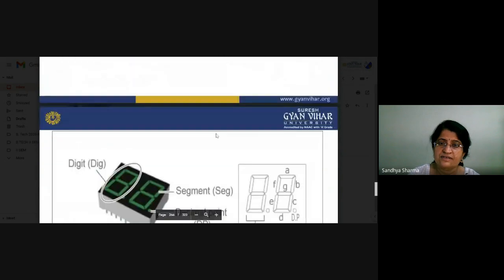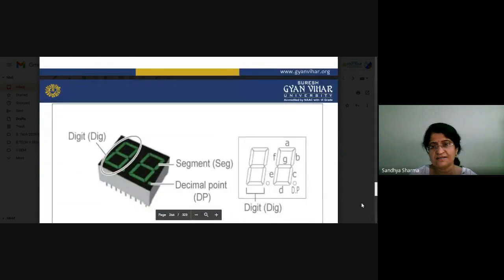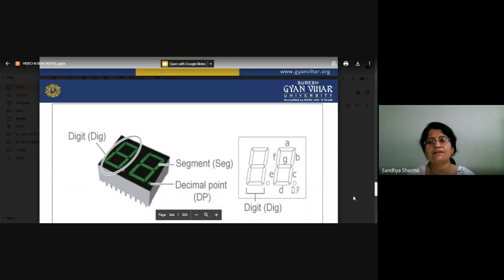So this is a general diagram. You can see here that our numeric digit is in the shape of 8 and it is made of 7 elements, so we call it a 7 segment display. These 7 elements are called segments, labeled A, B, C, D, E, F, and G. So these are the 7 segments. Okay, and there is a decimal point, DP. So now what will happen here?